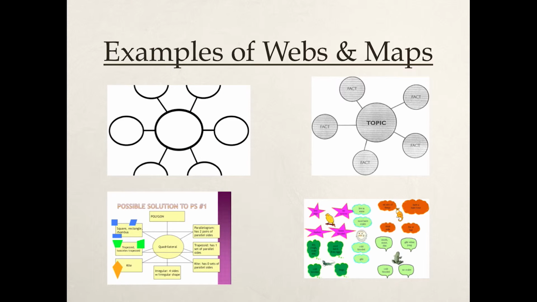Here are some examples of graphic organizers. The top two are called bubble topic organizers and may be the more common of the graphic organizers. The bottom left is an example of using a web or map in mathematics, and the bottom right is an example of using pictures in place of words. I will now show you how to create a bubble topic organizer.